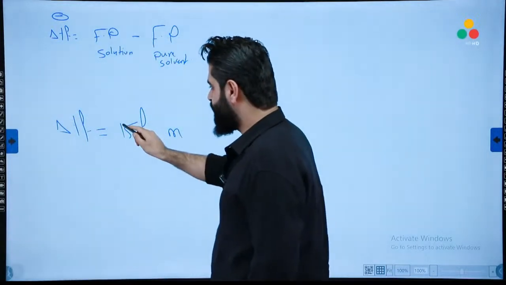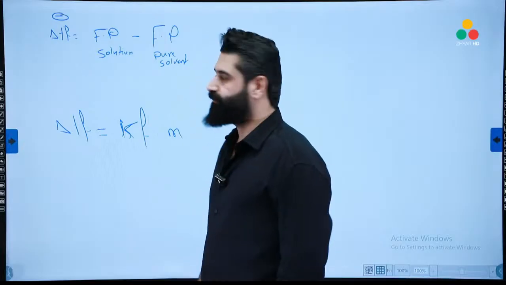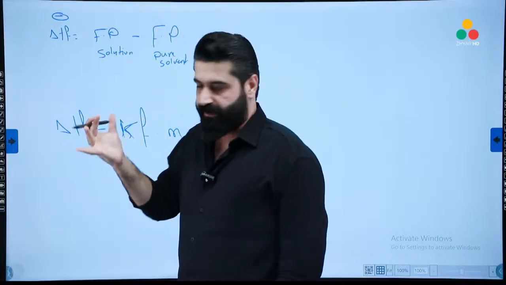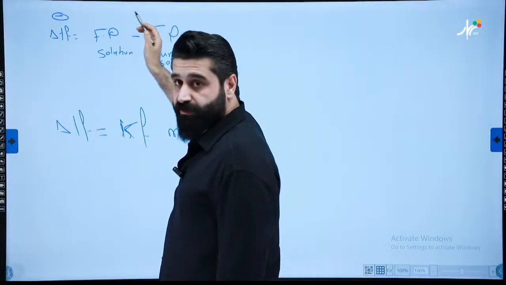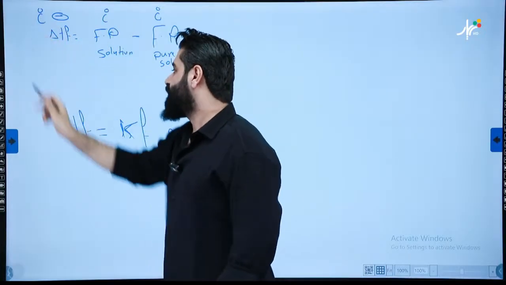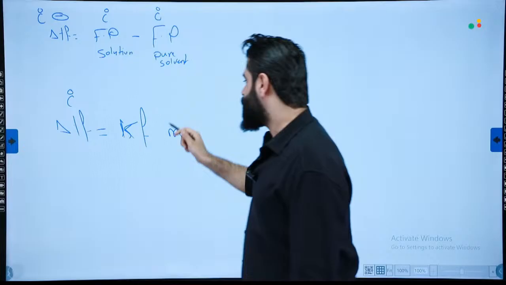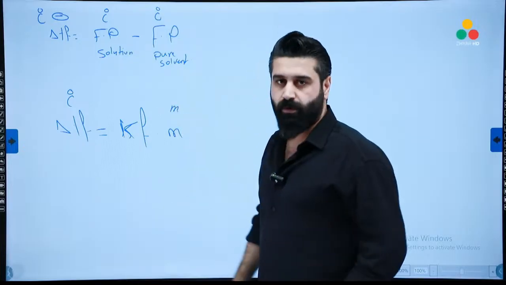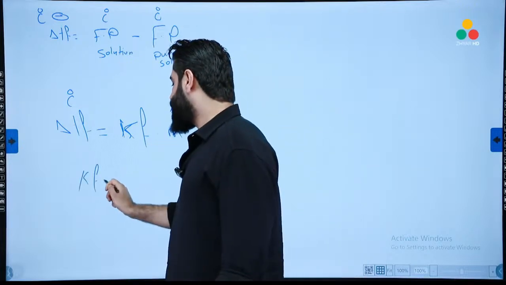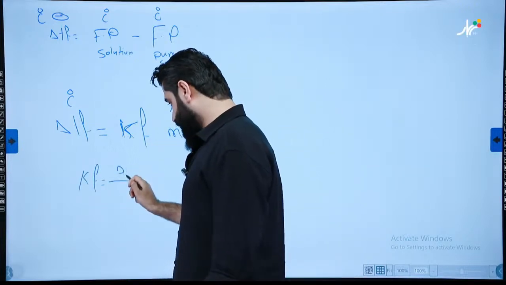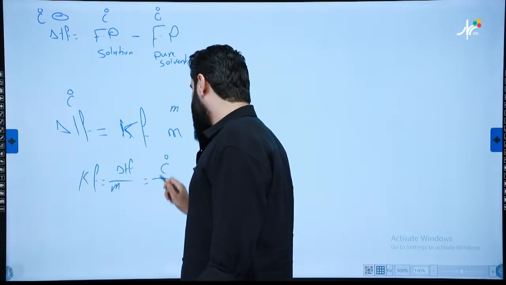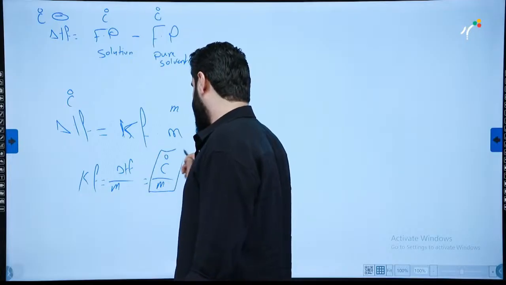KF times molality. Let's identify all the variables here. First of all, the units of measurement. This is Celsius degree, and for this one also Celsius degree. Molality is measured by small m or mole per kilogram. So if we calculate KF equals delta TF over molality, the unit will be Celsius over molality. This is the unit of KF.